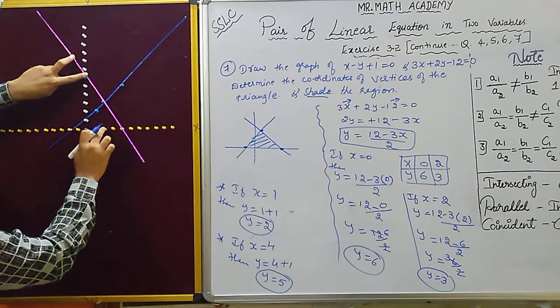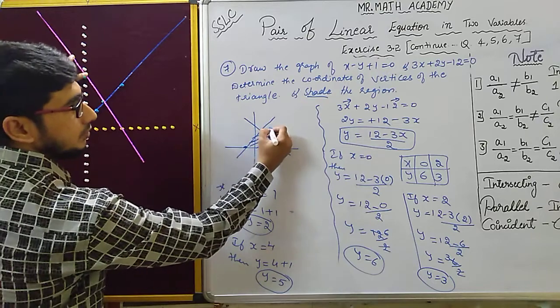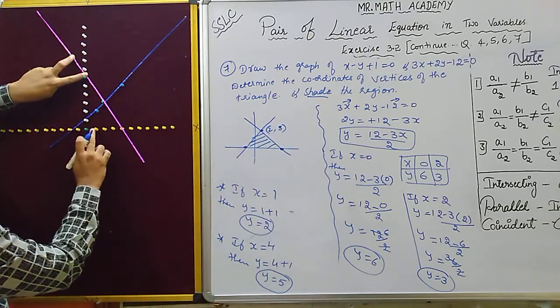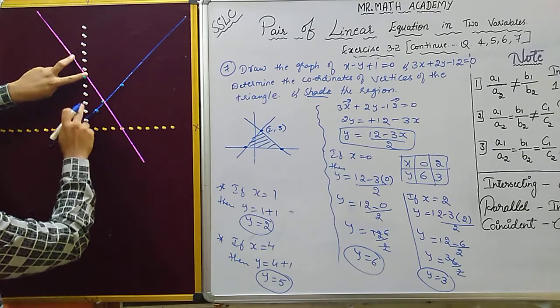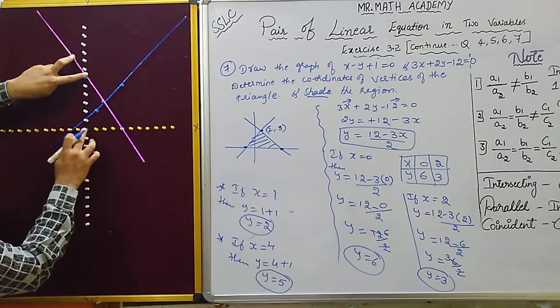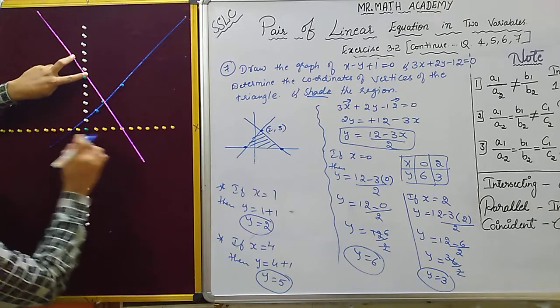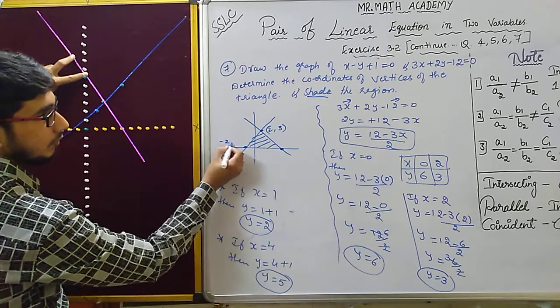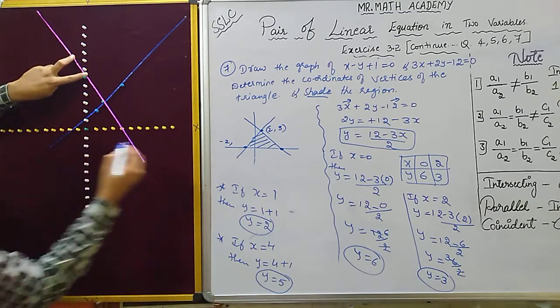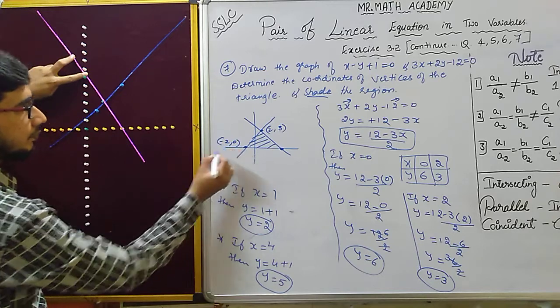X is 2, y is 3. See, 1, 2, y is 3, 1, 2, 3. This is the point I have written. Now for this one, 0, 1, 2. X is minus 2. Minus 2, y is how much? 0, because it is on the line itself.